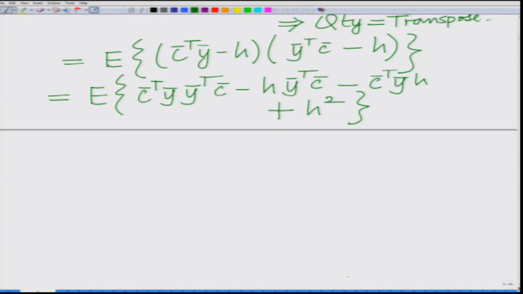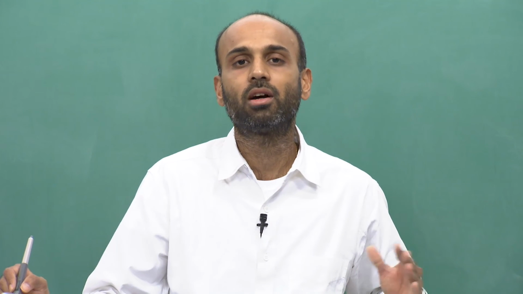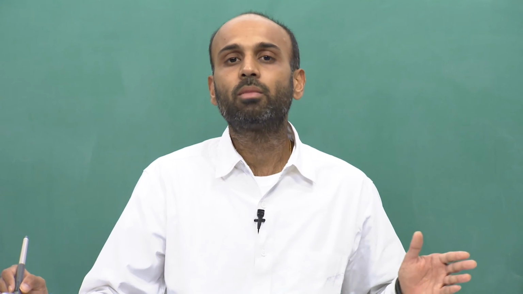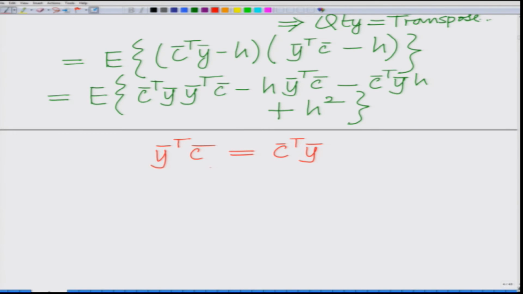Now, observe that y bar transpose C bar equals C bar transpose y bar, right. Y bar transpose C bar is a scalar quantity, correct. In fact, both of them are equal to C1 y1 plus C2 y2 plus so on up to Cn yn. Okay. So, these are scalar quantities.